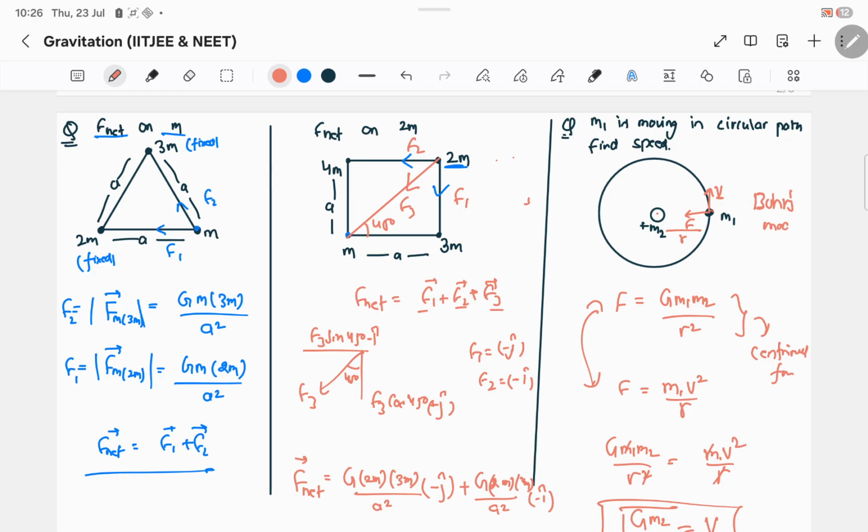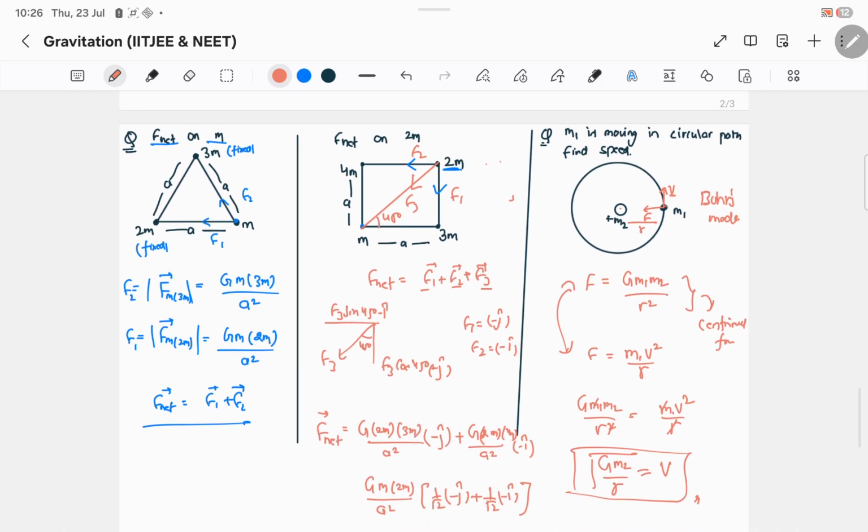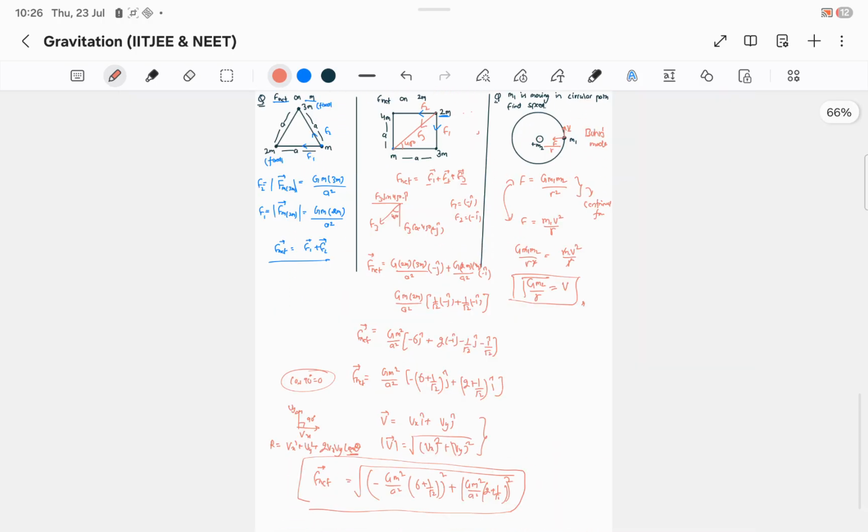Bohr's model. So any type of question they can ask, take care of what you have to do. You have to write the force formula and then add them like vectors. Okay, so if you want, you can take a screenshot of this.